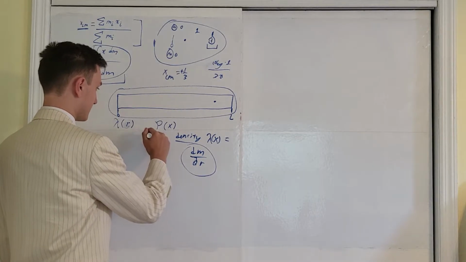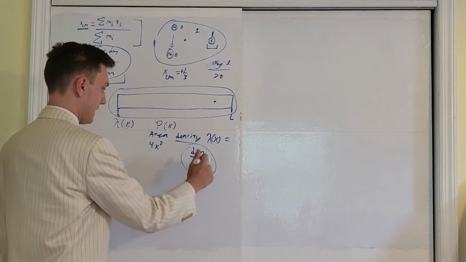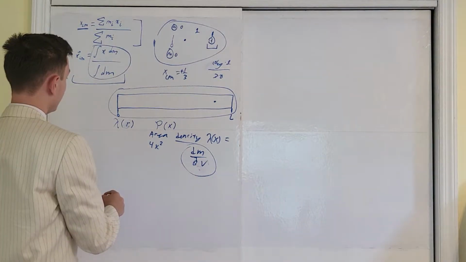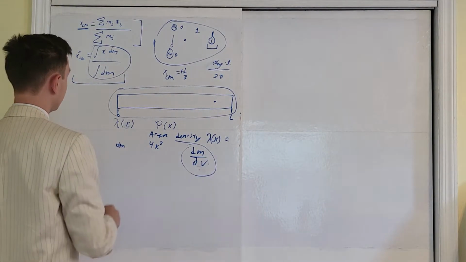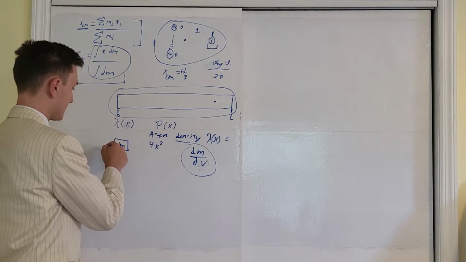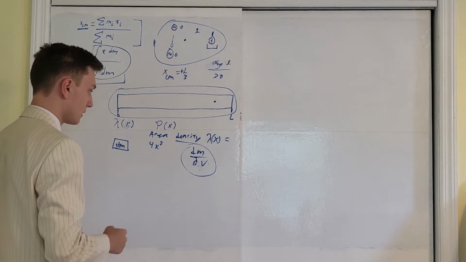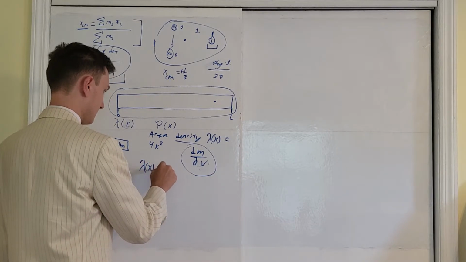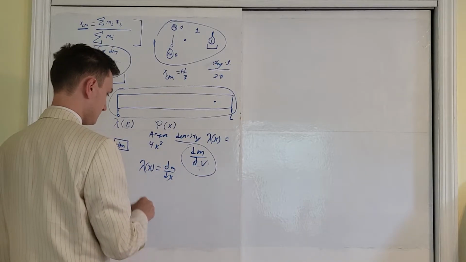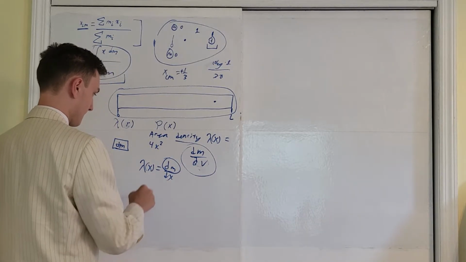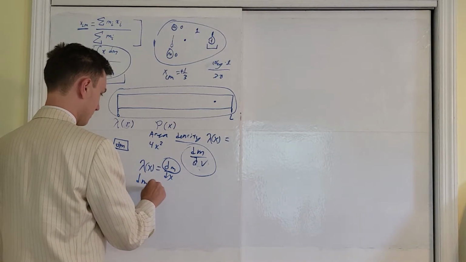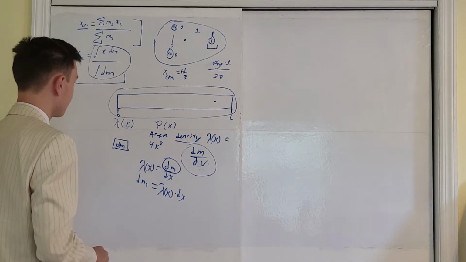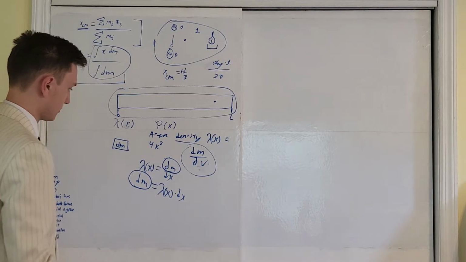If you're given area density, it's going to be dm/dA. If you're given volumetric density, it's going to be dm/dV. Why is that important? We need to know dm. How do we find the mass differential? How do we calculate our dm? Well, we have dm here. So, if lambda of x equals dm/dx, then I want to get dm by itself. So, dm equals lambda of x dx. Okay? So now I have my mass differential.